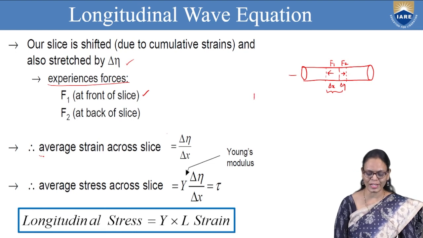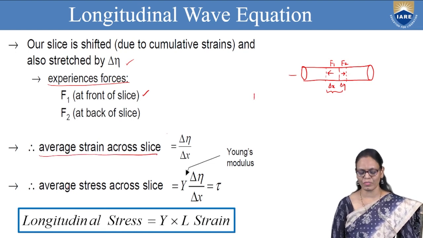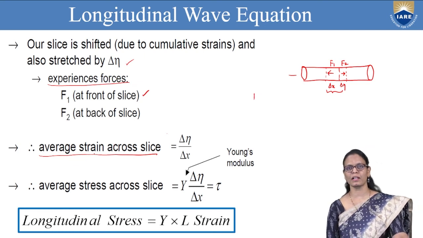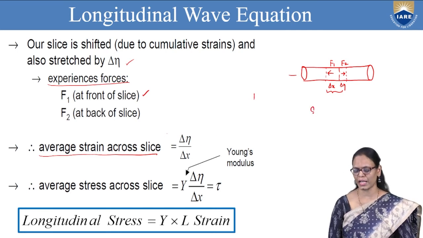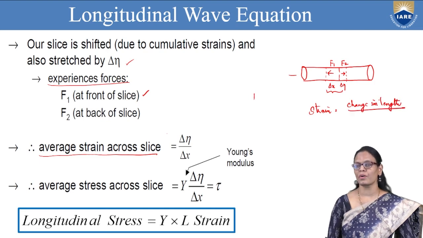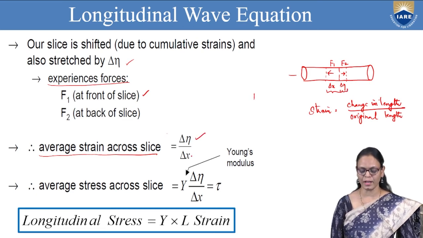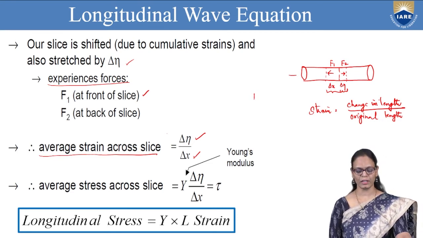Now, what is the strain on the slice? We have already seen the formula for strain. The general formula for strain is change in length upon original length. What is the change, or the displacement we are seeing here, is delta n. So it is delta n upon delta x. So the average strain is given by delta n upon delta x.